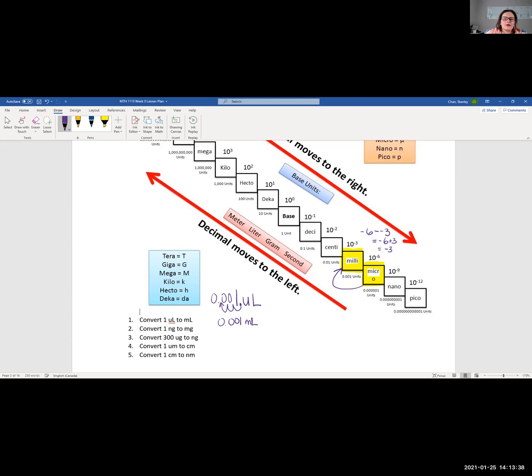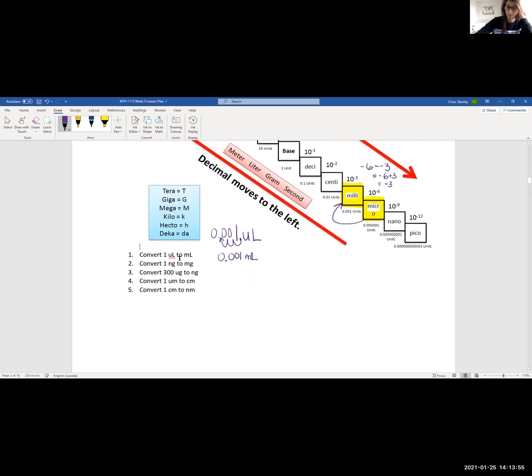Yeah, no, that's correct. Sorry, I'm having one of those days too, but that is correct because we're going from micro to milli. I was just making sure that we were moving the decimal in the correct direction, and to the left is the correct direction. Okay. So that's for question number 1.